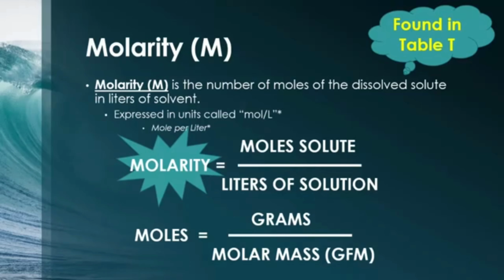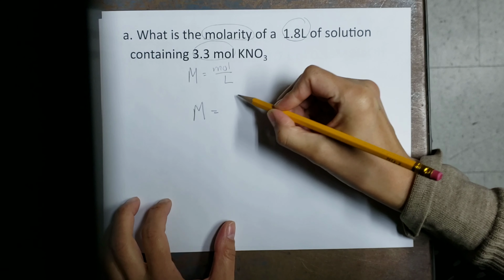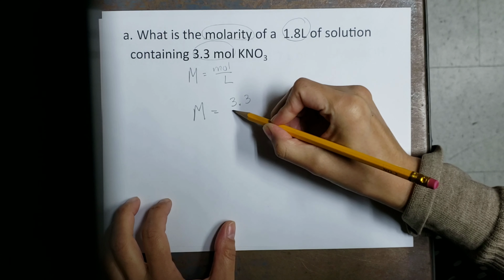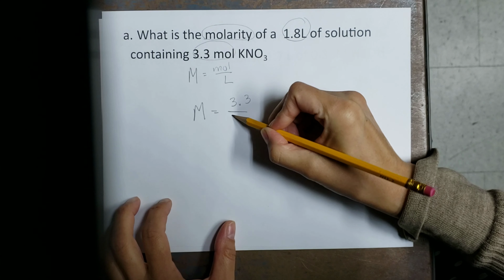Let's do this molarity calculation together. Here we're looking for the molarity. On reference table T, we know that molarity with a capital M equals moles over liters. And here we are given the liters and we are given the moles. So what we'll do is we'll substitute. Molarity is equal to 3.3 divided by 1.8. All we have to do is put this in our calculator, and we'll see that our molarity is equal to 1.83.